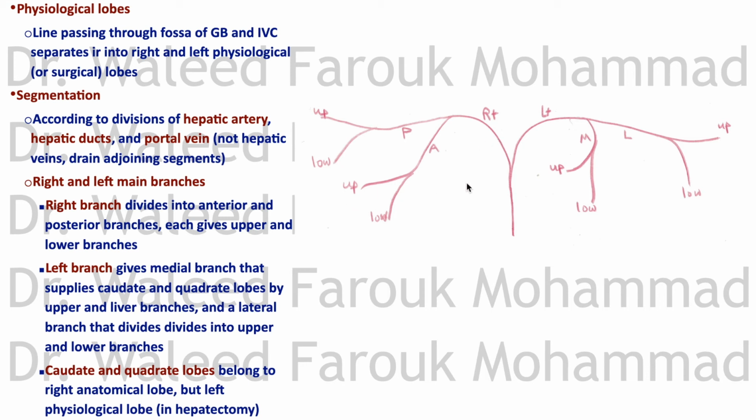Now, in this pattern of supply, the medial branch of the left lobe of liver, the medial branch of the left hepatic artery, I mean, supplies the caudate and the quadrate lobes. Supplies the caudate and quadrate lobes.